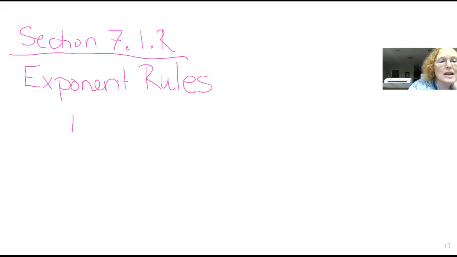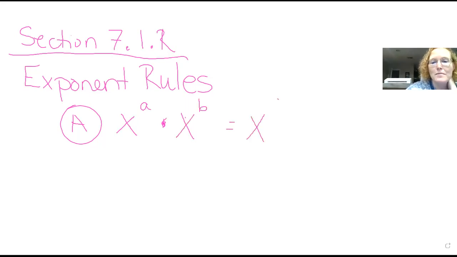So I'm just going to label these. I'm going to call them letters because I'll do problem numbers in just a second. So the first one that I'm going to do is this. All right, so there's the first one. And I'm sorry, this should be a times in here. I'm really bad at drawing multiplication symbols on my computer screen with my finger. So X to the A times X to the B is just X to the A plus B power.